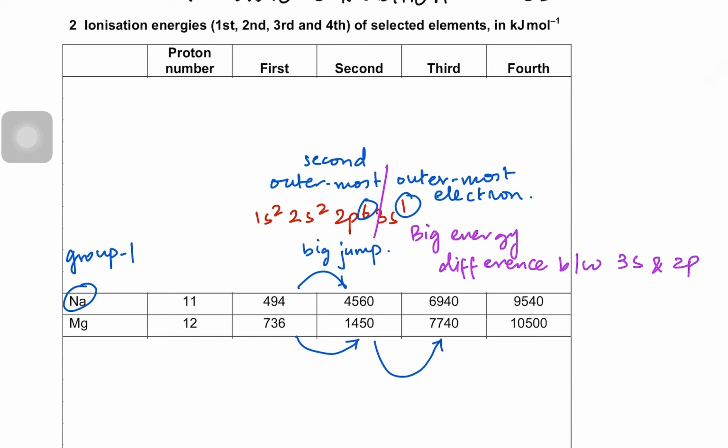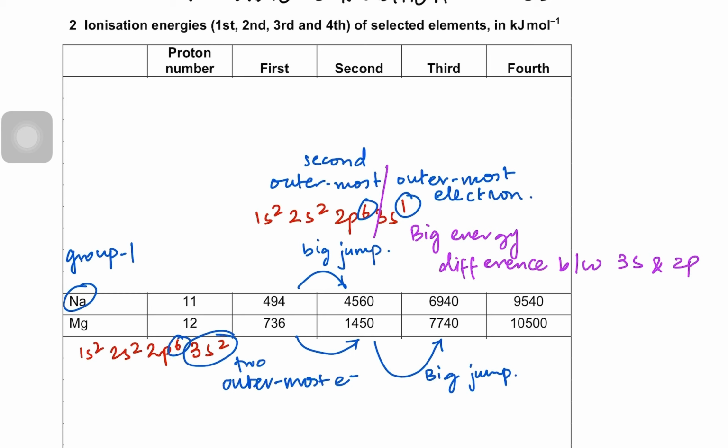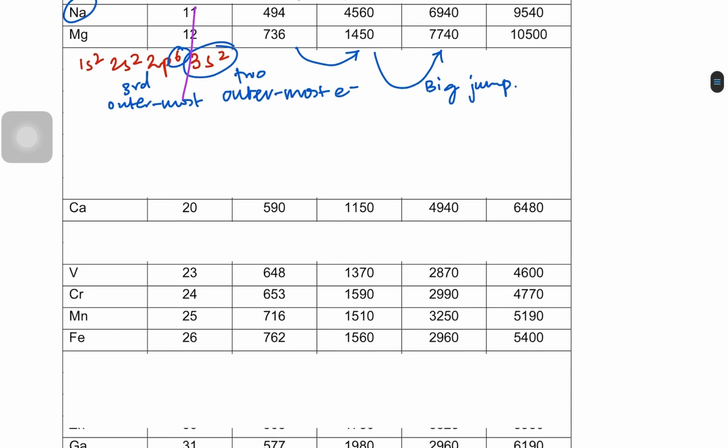For magnesium, you can see there's a big jump after the second ionization. Why is that? Let's recall the electronic configuration of magnesium. As I write it, you can notice that the last 2 electrons are in the 3s subshell. These 2 outermost electrons are lost in the first and second ionization steps. But the third electron is in the 2p subshell, and there's a big energy difference between the 3s and 2p subshells.